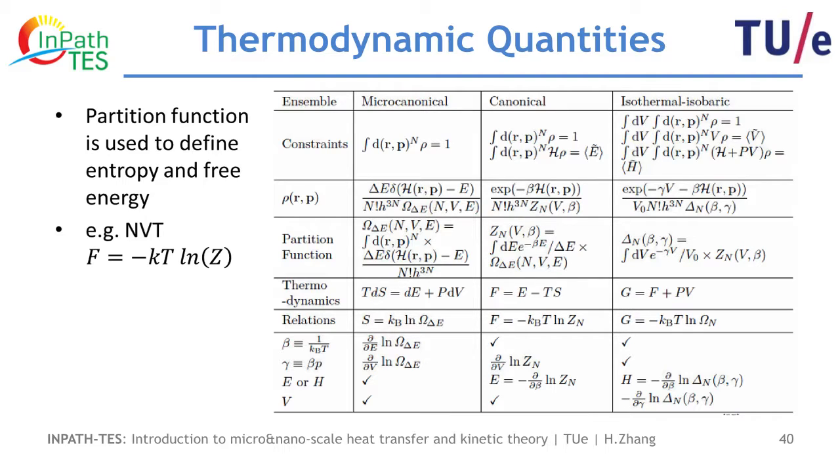In this table, the thermodynamic relations, partition functions, and phase space densities are given for the three previously introduced ensembles. To be noted, usually the partition function cannot be analytically solved. Therefore, we need to look for indirect ways to approximate the dynamics.